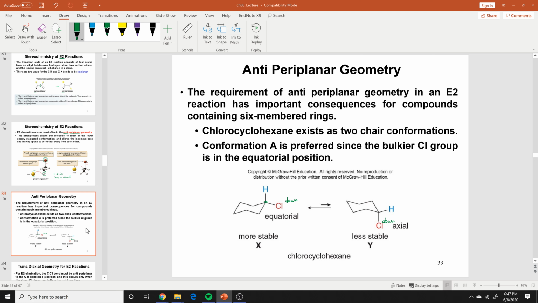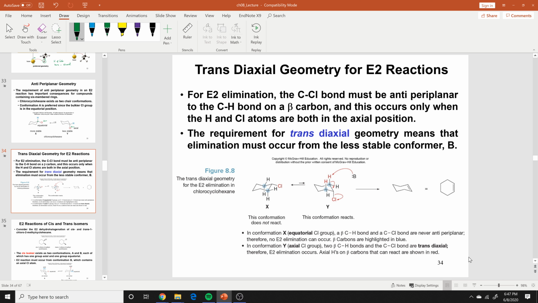So for E2 elimination to happen, the condition here is that my beta hydrogen and my alpha leaving group have to be trans. They have to be diaxial with respect to each other. So with respect to the equatorial conformation, there is no way that we will end up having any E2 elimination.